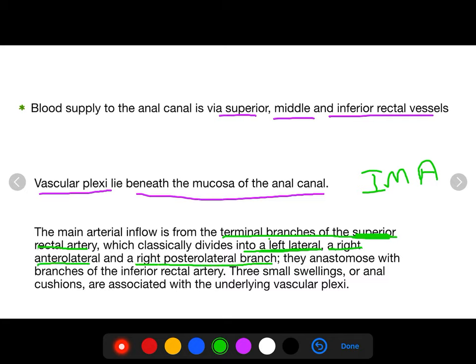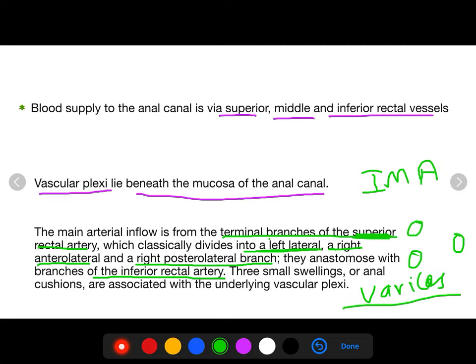So on the left side of the anal canal there is one branch, and on the right side there are two branches. They anastomose with the branches of the inferior rectal artery. This anastomosis is very important, between the portal circulation, which is the superior rectal artery, and the systemic circulation, which is the inferior rectal artery. In portal hypertension, sometimes it becomes varices and bleeding. So this is important in the pathophysiology of portal hypertension.